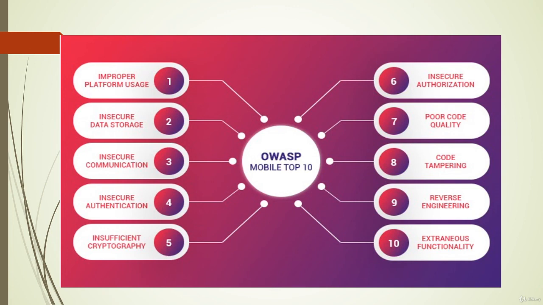Insecure data storage means there is no proper right assigned on the database, and even a normal user can manipulate the DB or log in to the DB. Insecure communication is when SSL is not properly implemented and the data is going in plain text. So these are the OWASP Mobile Top 10 vulnerabilities, and you can refer to the OWASP site for in-depth detail on them.